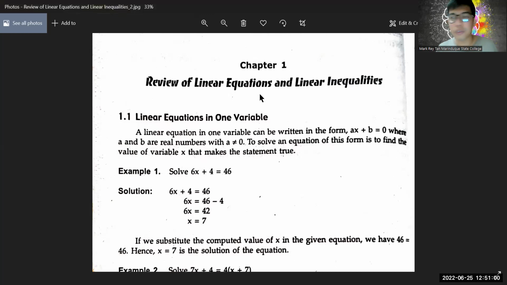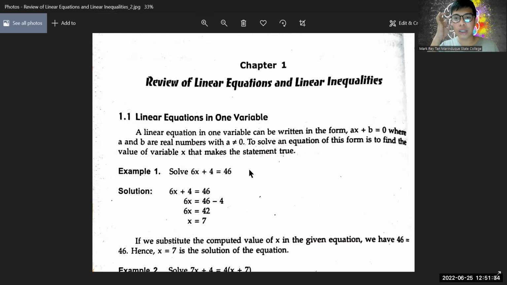Okay. So for the first discussion, we have the linear equations in one variable. So let me read it. A linear equation in one variable can be written in the form ax plus b equals 0, where a and b are real numbers with a not equal to 0. To solve an equation of this form is to find the value of variable x that makes the statement true.